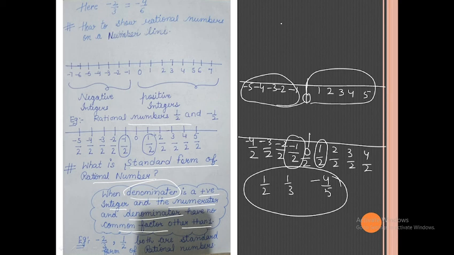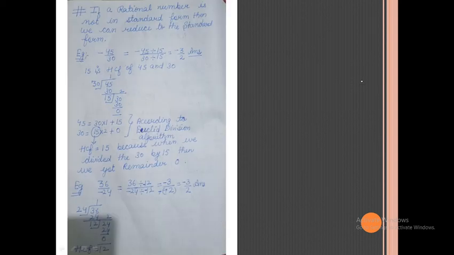For example, we have 9 by 27. For this we divide the numerator and denominator by the same number, like 3 by 3. We get 3 by 9. Again we divide by 3. We get 1 by 3. Now this number cannot be reduced any further. So we can say that this is the standard form of the rational number 9 by 27.